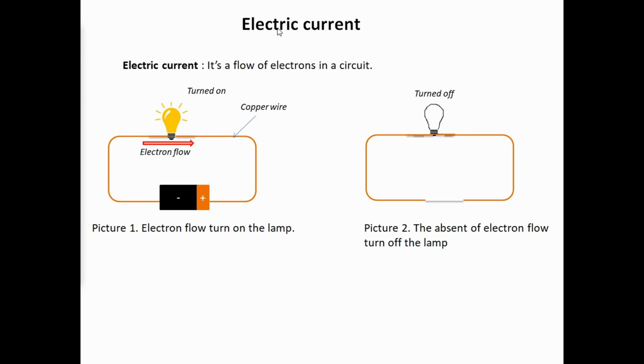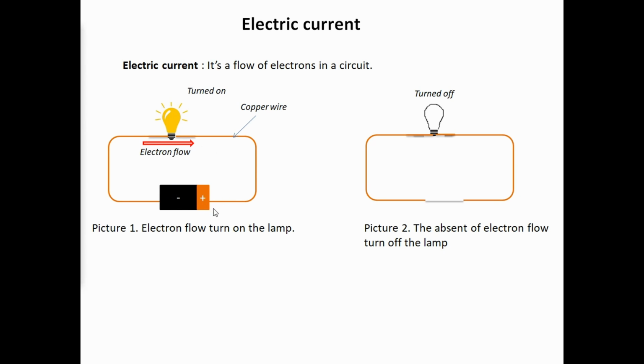What is electric current? Being concise, it is a flow of electrons in a circuit. In picture 1, we can observe a simple circuit. It is a lamp connected to a battery using a copper wire. An electron flow comes out of the negative terminal of the battery, crosses the lamp, and enters into the positive terminal of the battery. The electron flow keeps the lamp turned on.